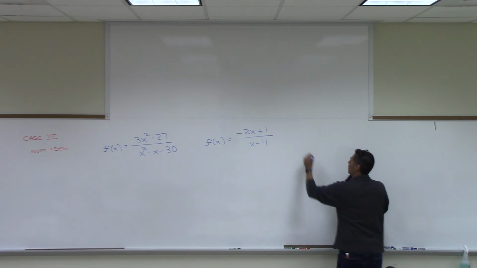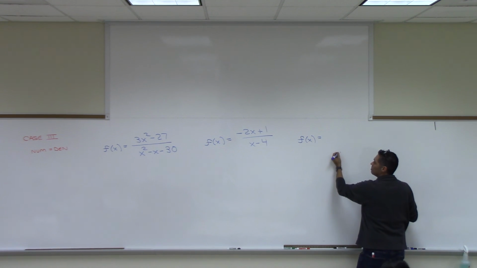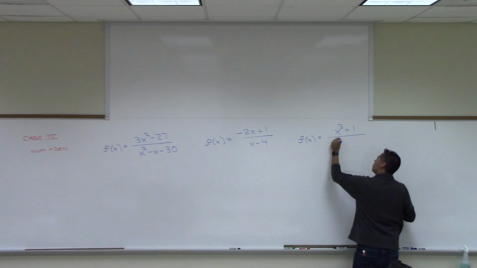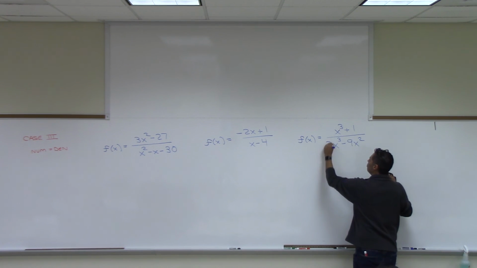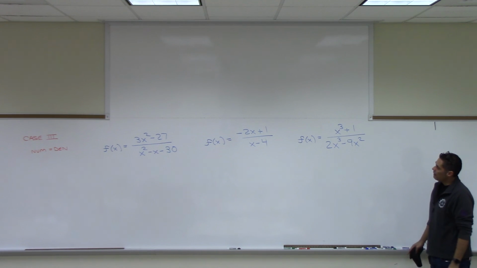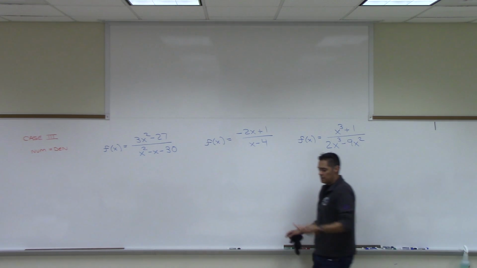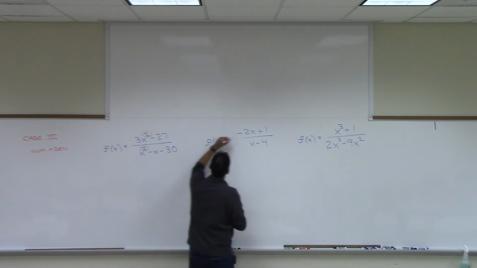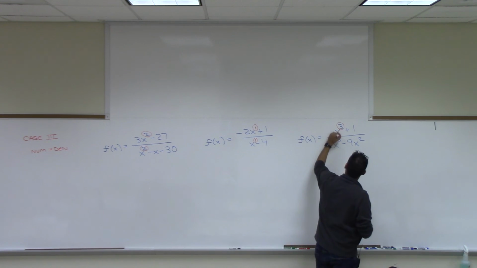I'll give you one more. F of x equals, how about, x cubed plus 1 over x cubed minus 9x squared. You know what? Let's make it 2x cubed minus 9x squared. So what I'm doing here is just making sure you understand what it means to be in case 3. The degrees here are the same, right? 1, 1. Same degree. Here, 3, 3. Yeah?